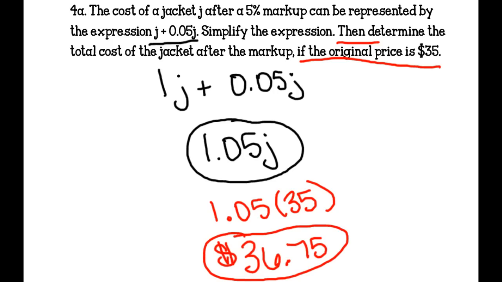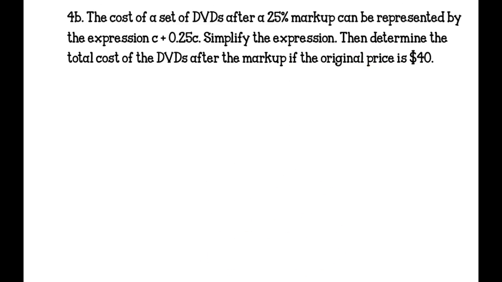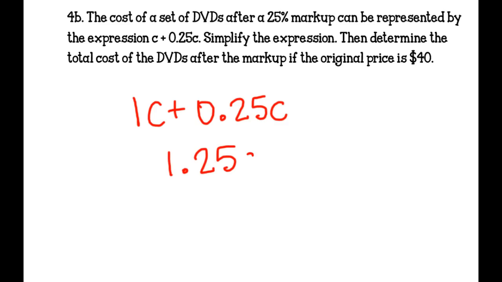The cost of a set of DVDs after a 25% markup can be represented by the expression C plus 25/100 C. Simplify the expression, then determine the total cost of the DVDs after the markup if the original price is $40. So again, we have C plus 25/100 C, and we know that there's a 1 in front of this C, so we do 1C plus 25/100 C, which gives us 1 and 25/100 C. And the original price is $40, so we take 1 and 25/100 times 40.